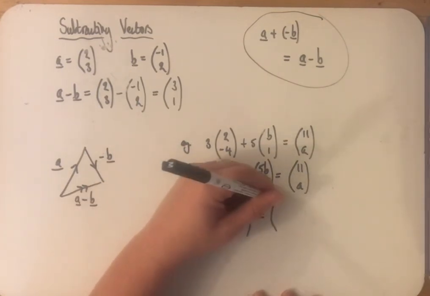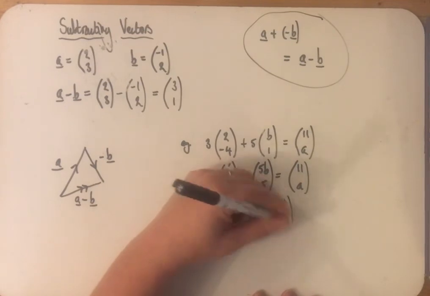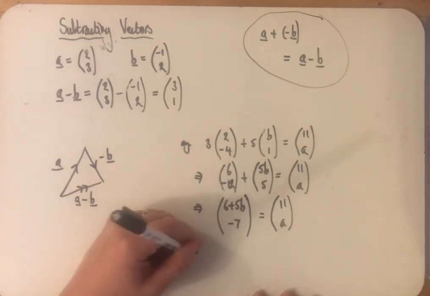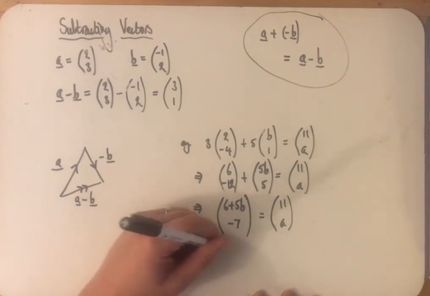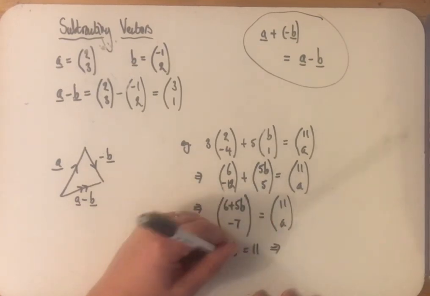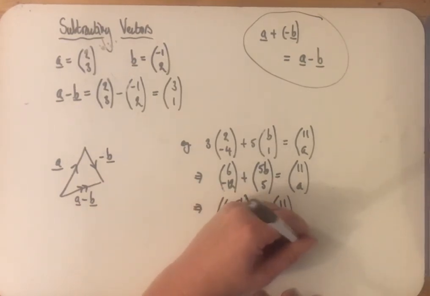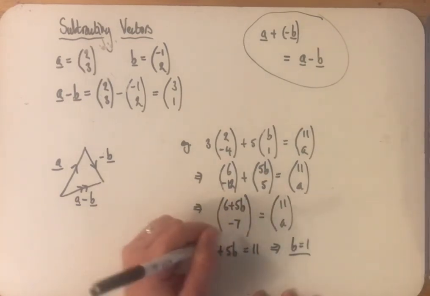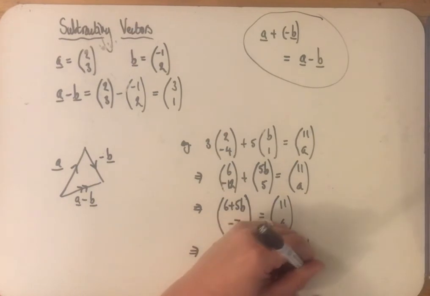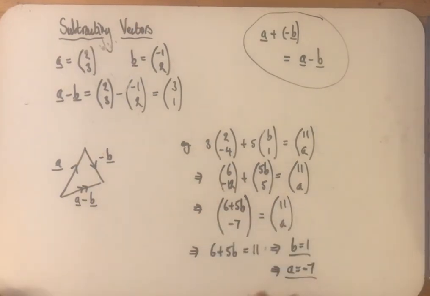And then if you've got two vectors which are equal to each other, then the tops need to equal each other and the bottoms. So from here, you may get simultaneous equations, but this one comes out relatively nicely. So 6 plus 5b is 11. That gives you 5b is 5, and so b is equal to 1. And then here, a is equal to minus 7. So they're quite nice and intuitive to work with. They're not really doing anything strange.